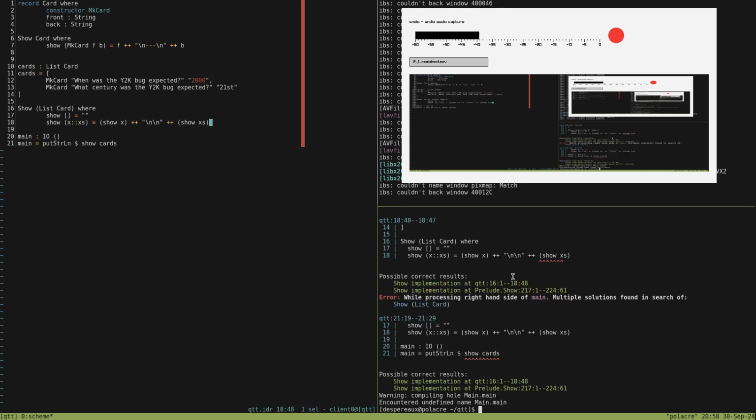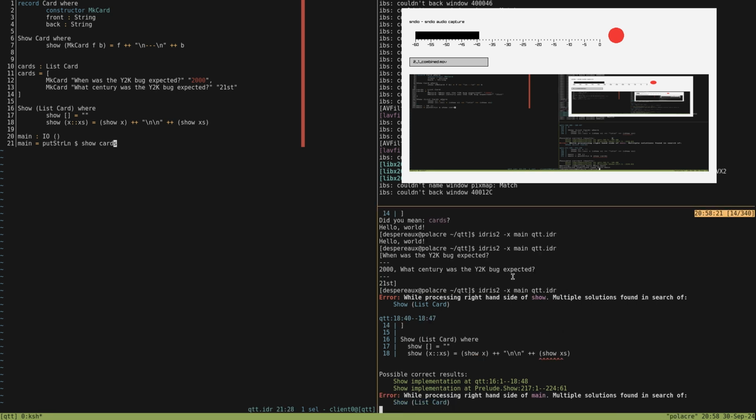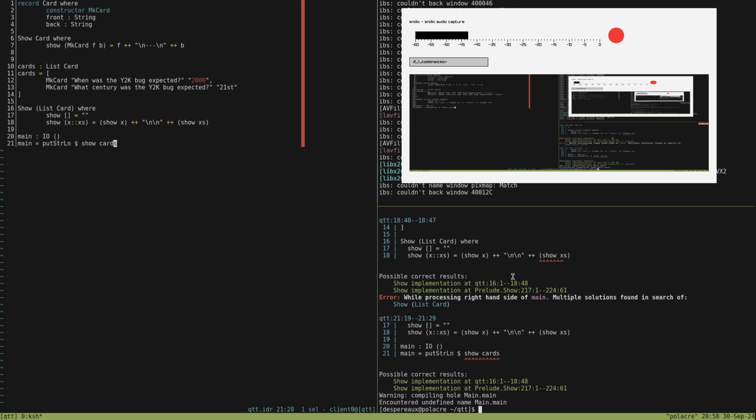While processing right hand side, multiple solutions in search of... Yeah, that's not surprising. Multiple solutions found in search of show xs. Yep. Disappointing, but not surprising.